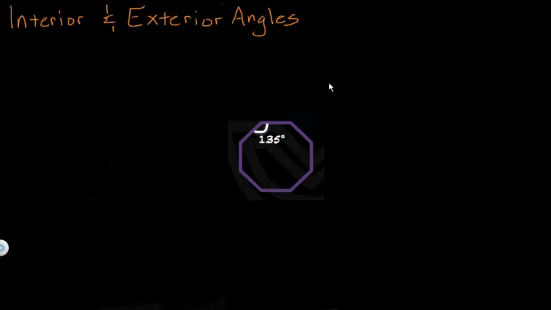The interior angles of a polygon are the angles on the inside, and the exterior angles are the supplementary angles connected to that angle on the inside. So these are basically the angles on the outside. We'll talk about these in a second.